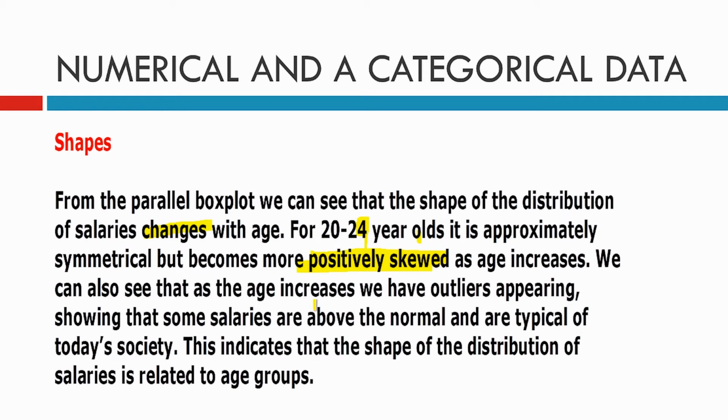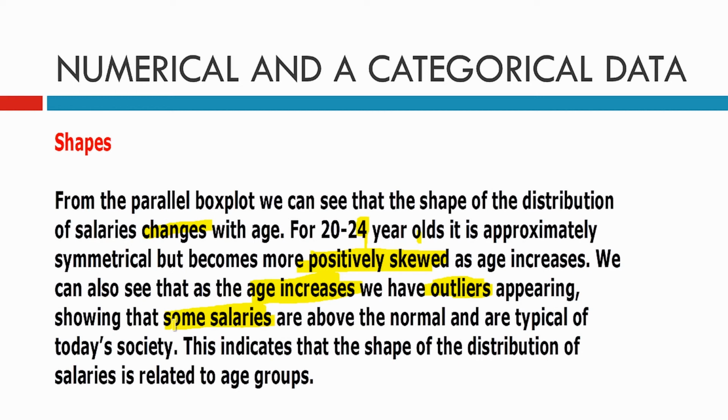We can also see that as age increases, we have outliers appearing, and we saw that for the 50 to 65, there were those 3 dots, they were the outliers. And this is showing that some salaries are above the normal and are typical of today's society. Now we know that because have a look at the CEOs in banks. They're a CEO, they're on 1 point something million dollars a year.